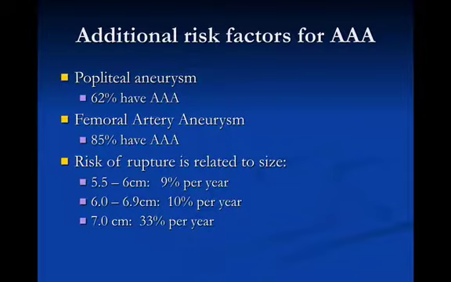And the risk of rupture is again related to size. So 5.5 to 6 centimeters is a 9% rupture per year rate. 6 to 6.9 is 10% per year. And if they get up to 7 centimeters, one-third will rupture per year. That is a very restricted lifespan, and they really need to get those fixed.